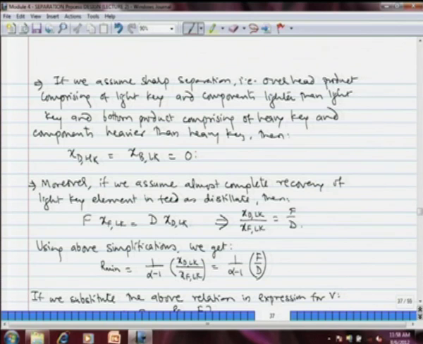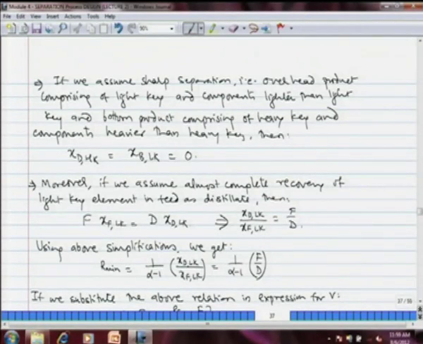Now, if we assume sharp separation, as I just mentioned, that if the relative volatilities are sufficiently large, then you are likely to have a sharp separation, which means in, let us say, a 5 component mixture, if you are splitting between B and C, then only A and B will appear in the distillate and C, D, E will appear in the bottoms. No component heavier than C will appear in the distillate, no component lighter than B will appear in the bottoms, that is obvious.